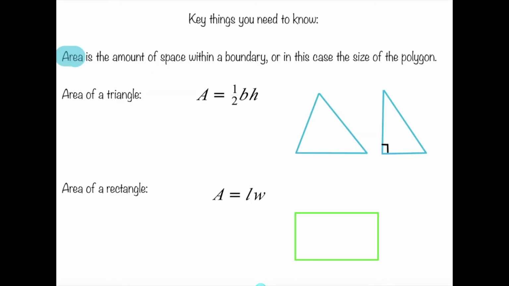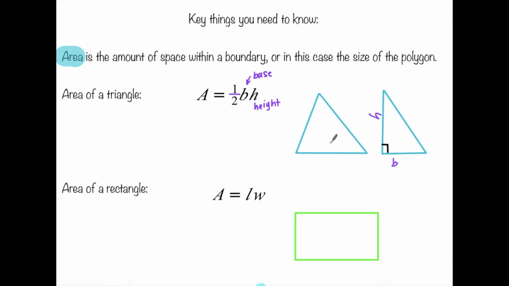Area, as a reminder, is the amount of space within a boundary, or in this case, it is the size of our polygon. So the area of a triangle is this equation here. The area is 1/2 times the base times the height. So B stands for base of our triangle, H stands for height. And we can think of this in our right triangles as these are our two legs because they do have to be the sides that form a right angle.